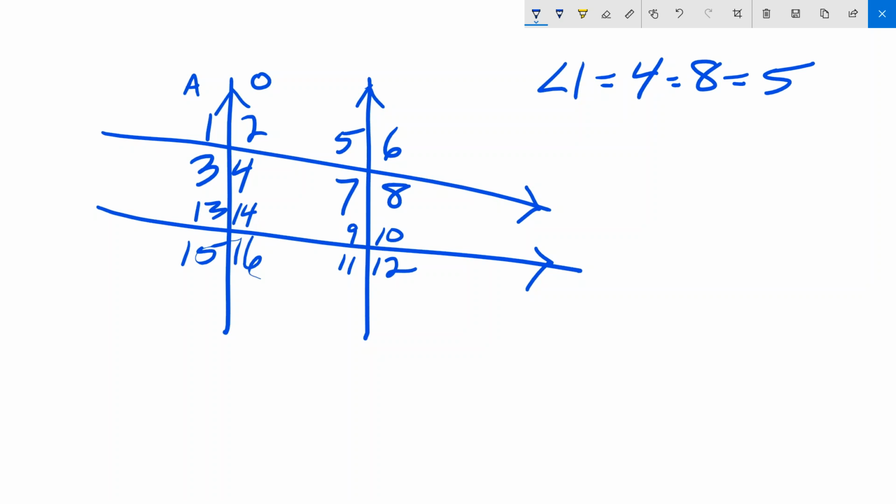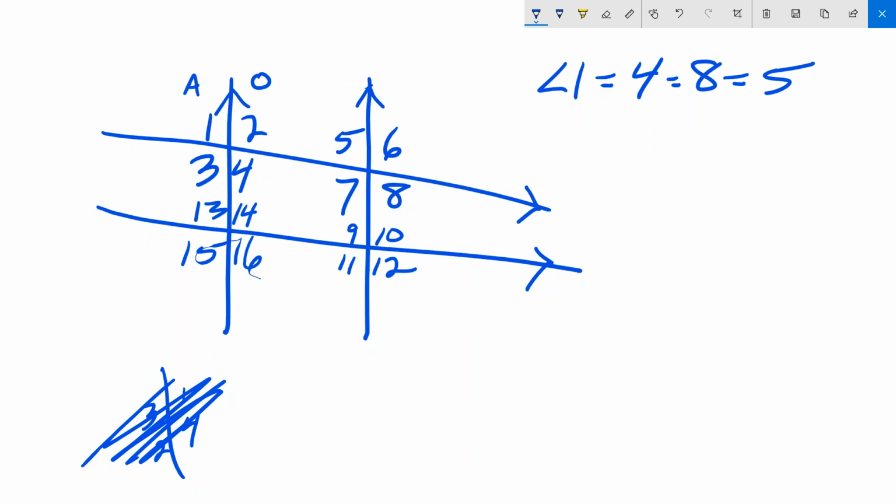Notice, hold on one second. 1 and 4 are also vertical. Whenever you have this situation, 1 is equal to 4, and 2 is equal to 3. That's the definition of vertical angles. Understand? Yep. Okay. So 1's definitely equal to 4 because they're vertical, and 4 is equal to 8 because they're corresponding.